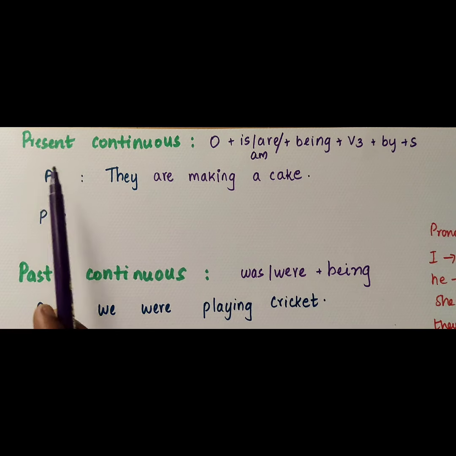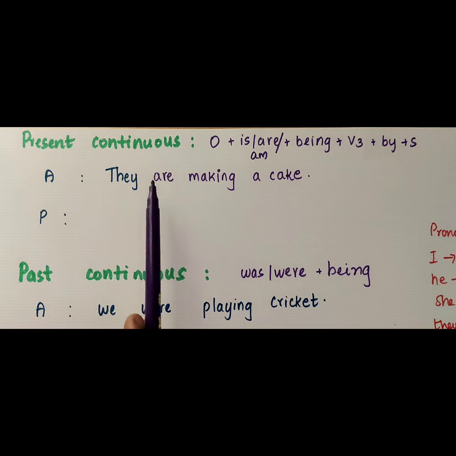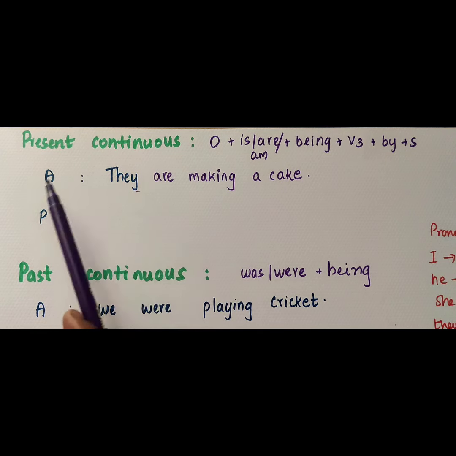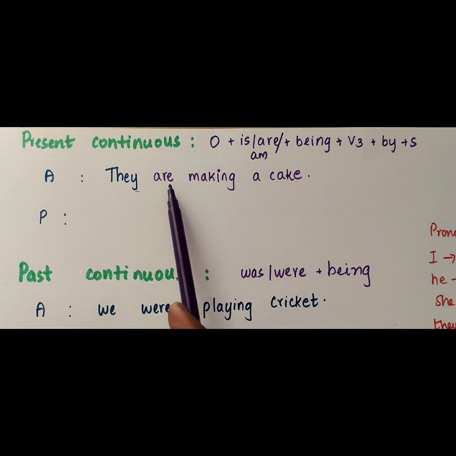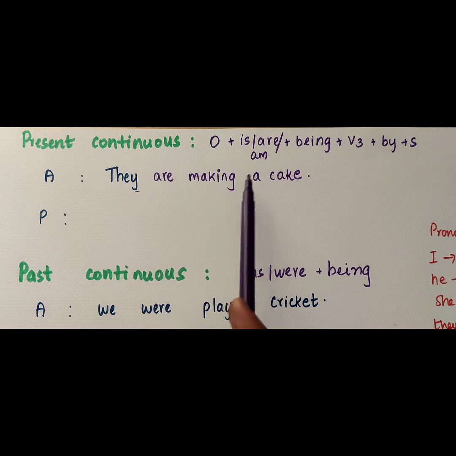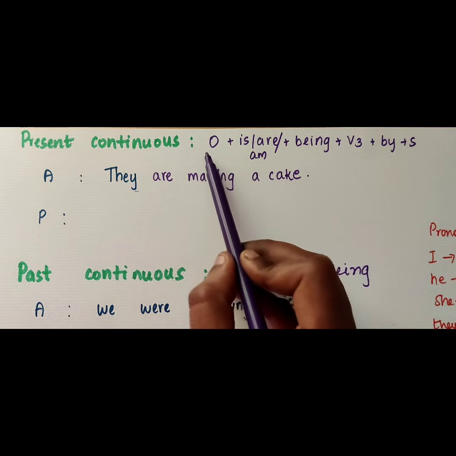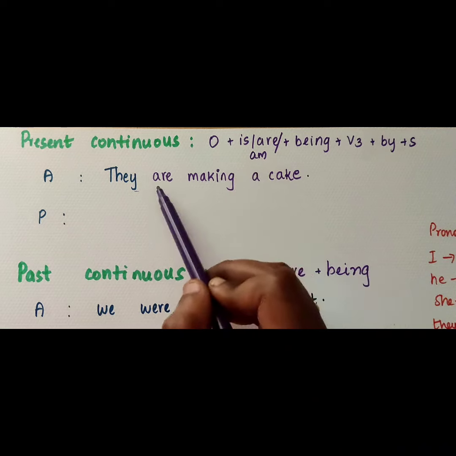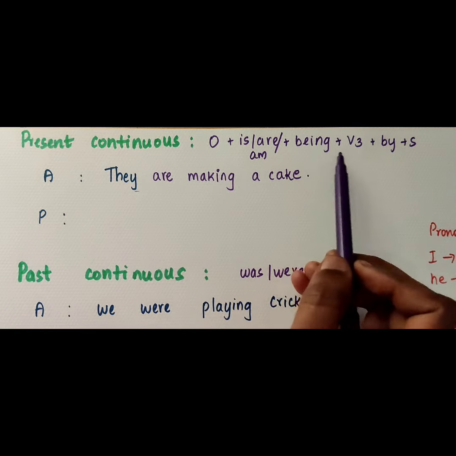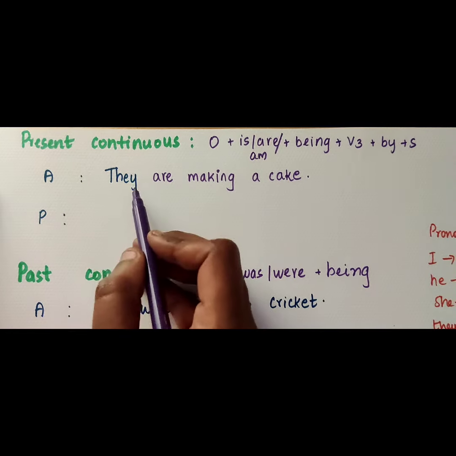Next we will look at the continuous form. In present continuous form, in the active there will be is or am or are plus the ing form of the verb. To convert to passive, it has to be object plus is or am or are plus being and third form. Okay, so now we'll solve this example.